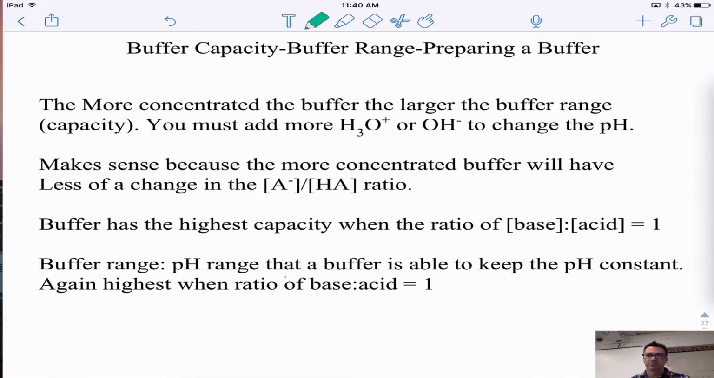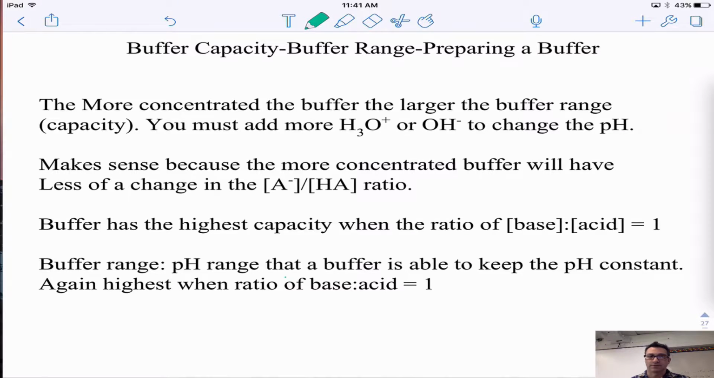Everybody. So we've spoken a lot about buffers and tried some problems in class, and we're going to continue to do that. But I wanted to talk to you a little bit about buffer capacity, buffer range, how to prepare a buffer. We've also discussed this in class a little bit, but just to summarize, when you make a buffer more concentrated, you have more moles of the acid and the base in the buffer. And so when the buffer is disturbed, adding H3O+ or OH-, the buffer will have more moles to react.